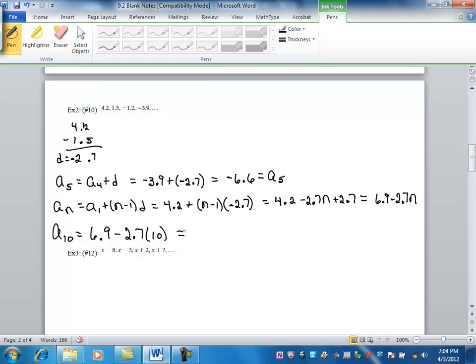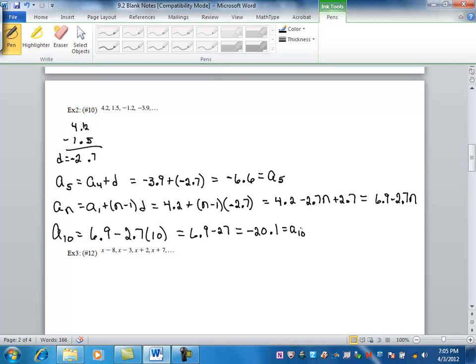And, well, 6.9 minus 27 gives us 6.9 minus 27, and we get negative 20.1. So there's my 10th term.